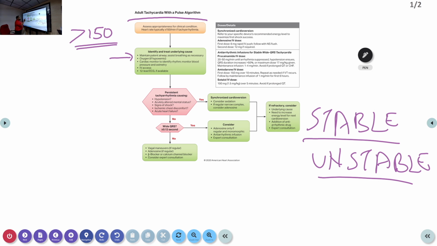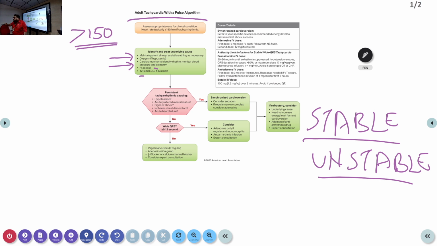Then the next thing is to connect to a cardiac monitor, which is the same thing we did in our bradycardia algorithm also. Connect to a cardiac monitor, then saturation and blood pressure monitoring. These are the things that we have done. Next, get an IV access. If you don't have an IV access, get one, and a 12 lead ECG.